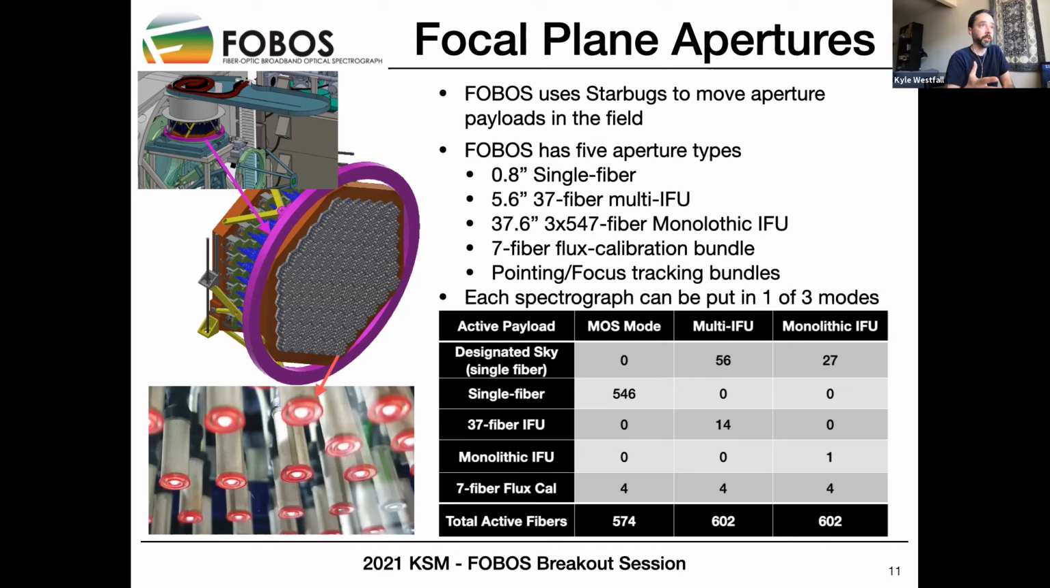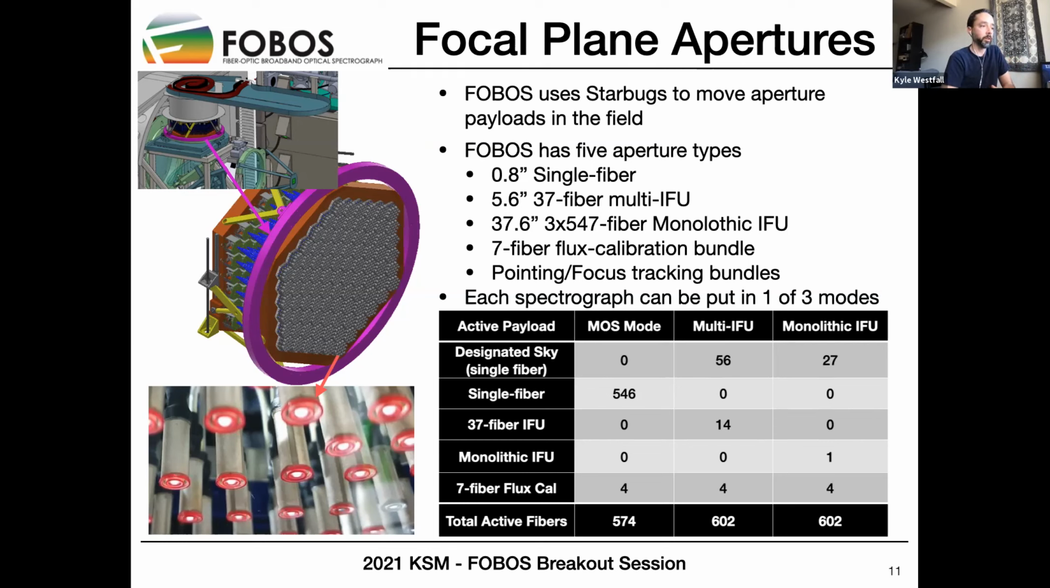As I said, there's 3 spectrographs. So the Starbug modules each map to an individual spectrograph. And so 1/3 of the focal plane is devoted to spectrograph 1, 1/3 to spectrograph 2, etc. And each of those spectrographs independently can be put in one of three modes. And that's basically the deployment mode that you want. You can either pick the single fiber MOS mode, the multi-IFU mode, or the monolithic IFU mode.